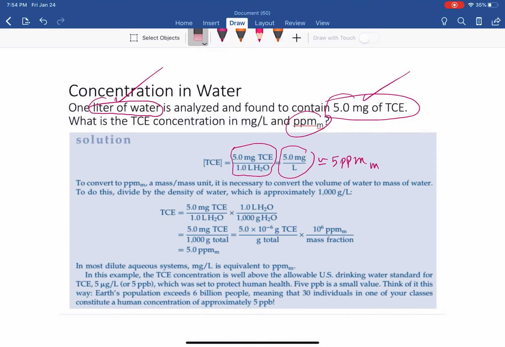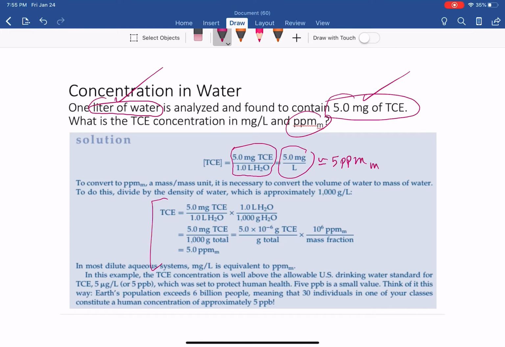5 milligram per liter of trichloroethylene is equal to 5 ppm by mass. Okay? There's no change, only for water. For air, it will change. For soil, it will change. Milligram per liter of air to ppm mass. If you just want to go ahead and find out the actual by doing the calculation, that's going to be really time consuming. You don't have to do this, but we'll do it now.